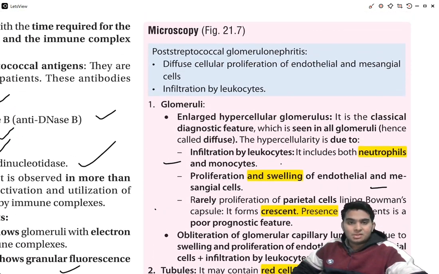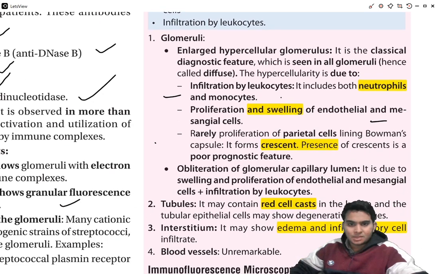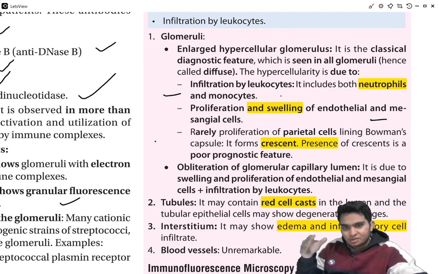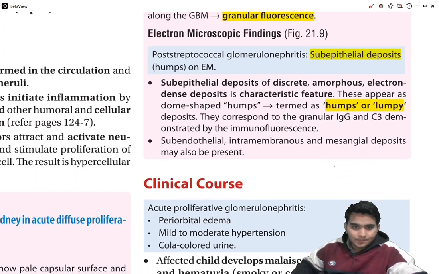The points you have to remember are that in post-streptococcal glomerulonephritis there is diffuse cellular proliferation of endothelial and mesangial cells and infiltration by leukocytes, and that leads to obliteration of the glomerular capillary lumen. Sometimes, rarely, there is proliferation of parietal cells lining Bowman's capsule, so it forms crescents, and crescents are a poor prognostic feature. These are some of the points you have to remember.